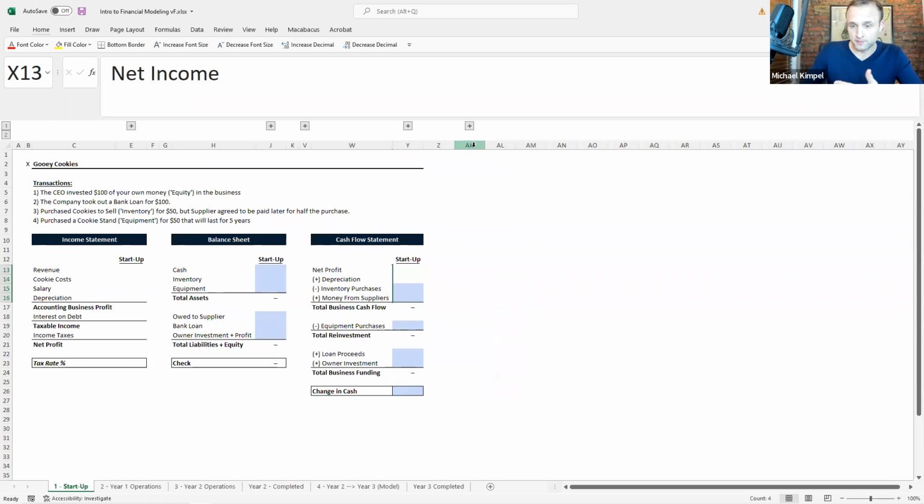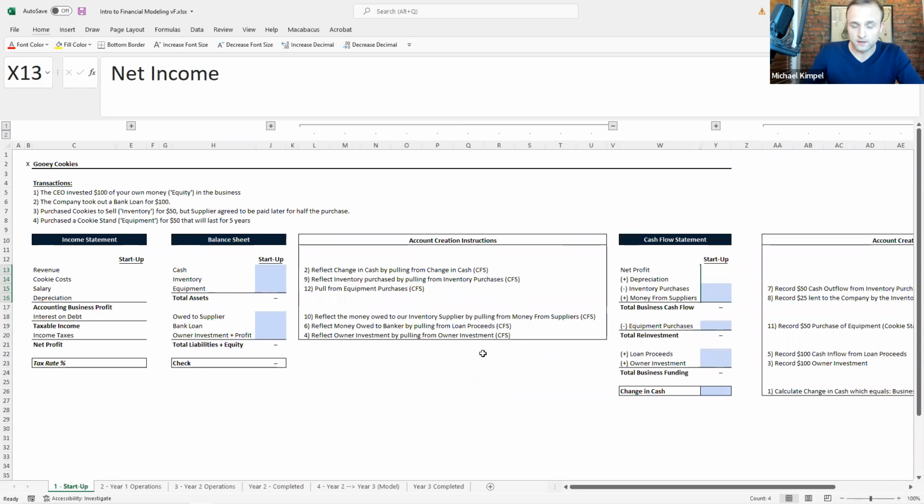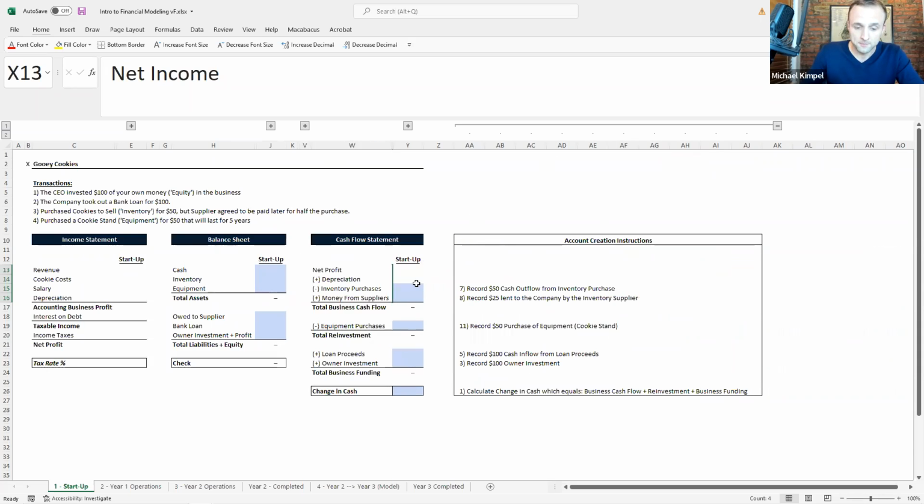Beyond that, and similar again to all of our courses or all of our Excel files, we have instructions for you step by step. So in this particular exercise, I'm going to click the instructions open to the right of the cash flow statement and also to the right of the balance sheet, just to show you that they're there. I'm actually going to bring them back, but we have instructions for both the cash flow statement and the balance sheet that we'll be using here.